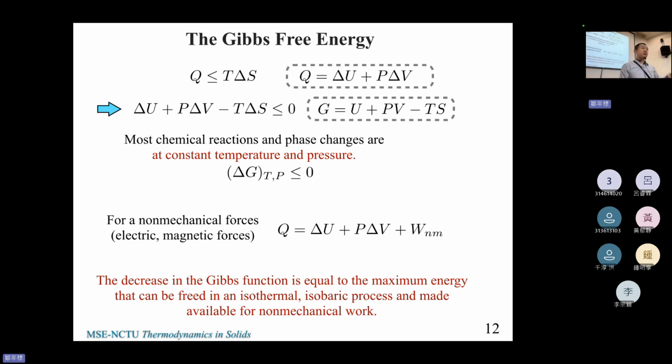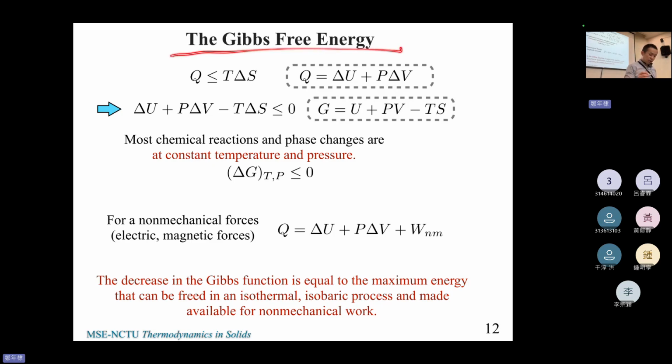Very similar to Helmholtz free energy is Gibbs free energy. Okay, Gibbs free energy is something we really like as experimentalists, because we typically control temperature and control pressure during our experiments. So this energy is really useful, especially for phase change, for material engineers and scientists. Right, so let's continue.